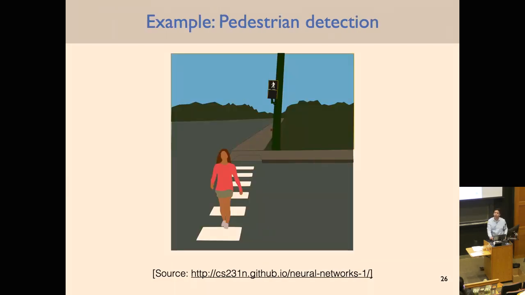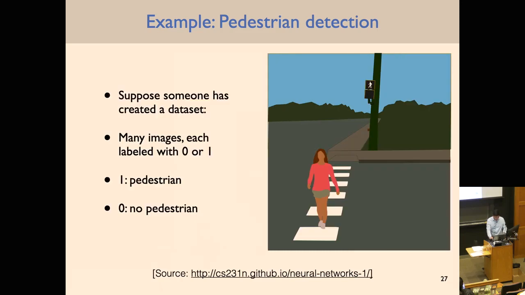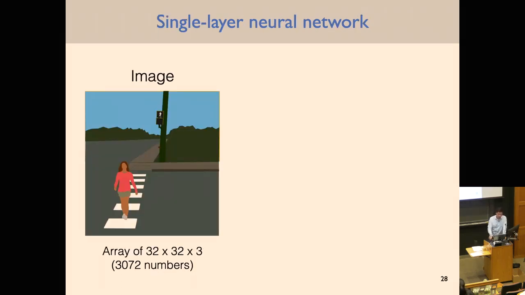To make this concrete, let's think about a particular example. Let's say we're trying to do pedestrian detection, which could be useful for autonomous vehicles or other robotic systems. Say someone has curated a data set of different images, each of which is labeled with a 0 or a 1. It's a 1 if there is a pedestrian in the image, and a 0 if there's no pedestrian in the image.